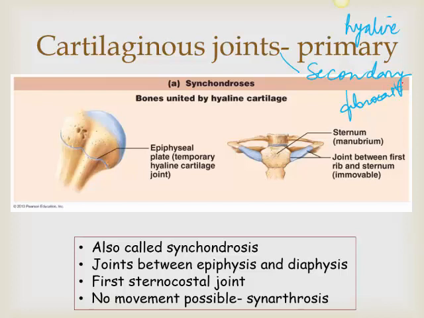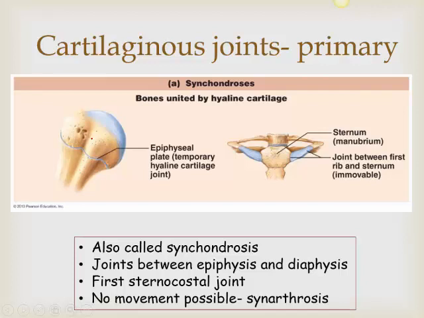So let's look at this first one, which is called the primary cartilaginous joint. This is where hyaline cartilage intervenes between the two bones. Intervening means it's present in between. Intervene means to be present in between. So it's present in between the two bones.